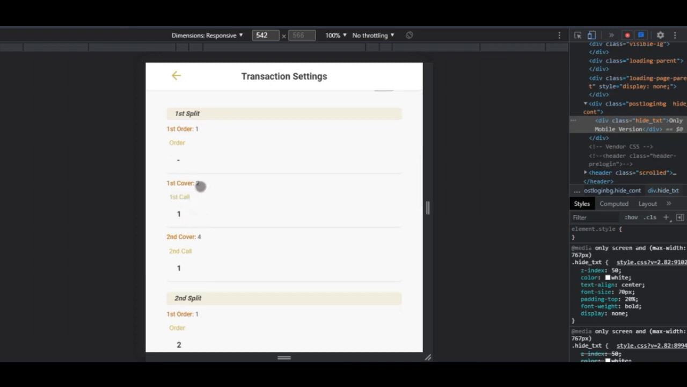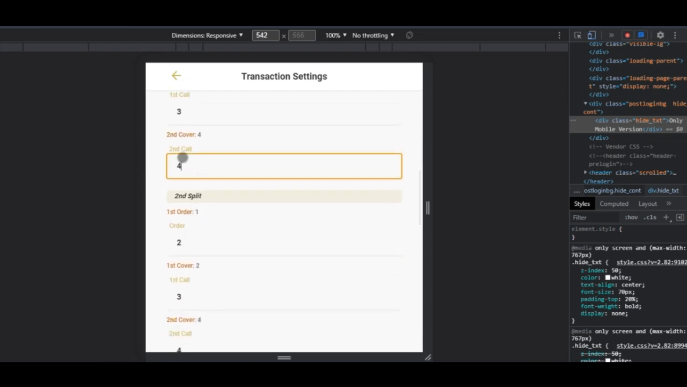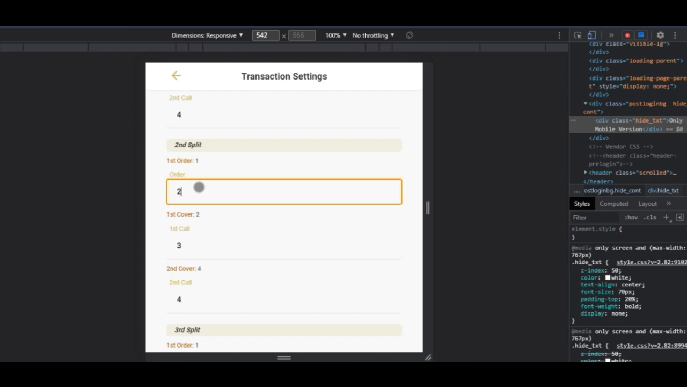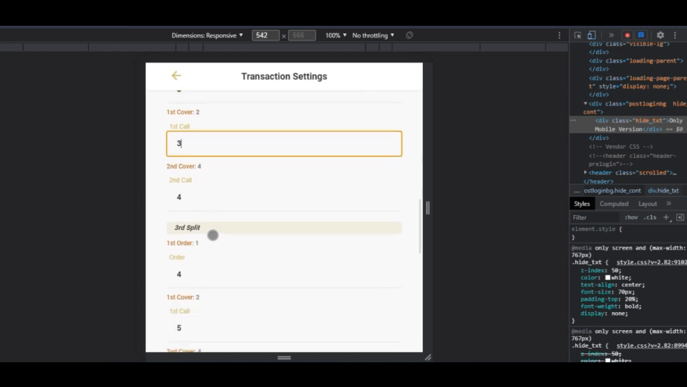But we'll go to this first cover here and say, okay, when we enter the market here and the price drops by 3%, we want to buy the first cover. When it drops further by 4%, which is 3 plus 4, 7%, we want to buy another one. And this will take care of this first split. For the second split, you do the same. If it drops further by another 3%, an additional 3%, you want to cover. If it drops by another 3%, you want to cover.